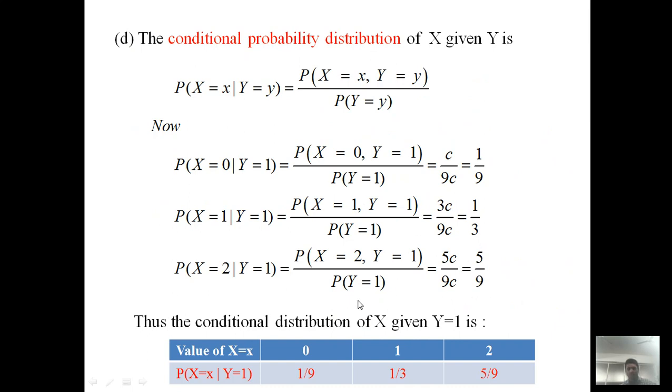So we write this whole procedure in a simple table form. Thus the conditional distribution of x given y equal to 1: these are the values of x, 0, 1 and 2, and these are the conditional probabilities, probability of x is equal to x given y is equal to 1. The first one is 1 by 9, the second one is 1 by 3, and the last one is 5 by 9.